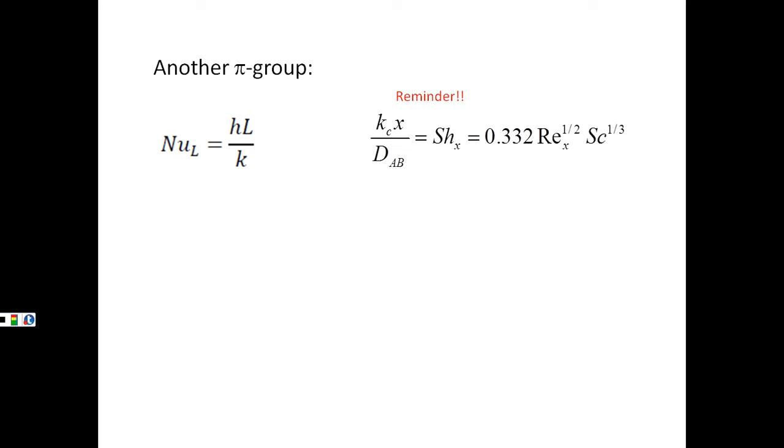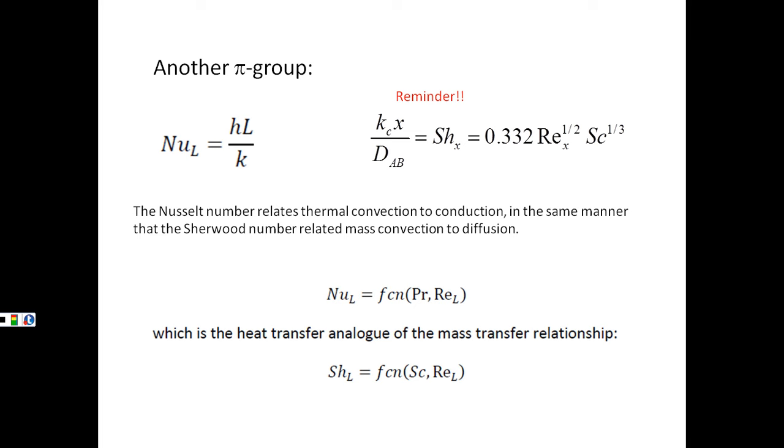Our Nusselt number is going to be defined in the same way and used the same way that we use the Sherwood number. So our Nusselt number then can be a function of the Prandtl number and the Reynolds number, in the same way that our Sherwood number is a function of the Schmidt number and the Reynolds number.